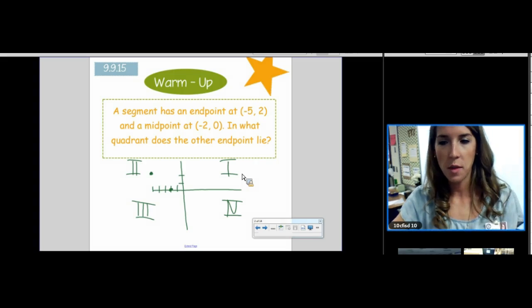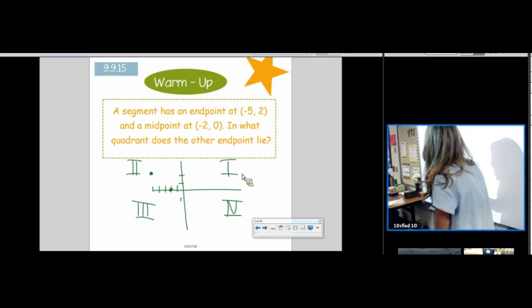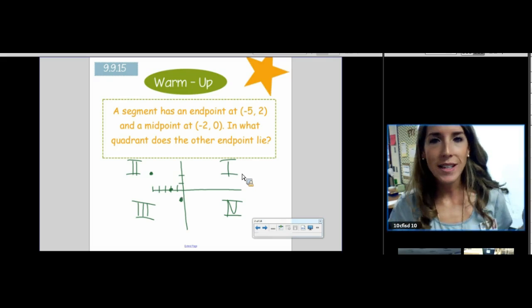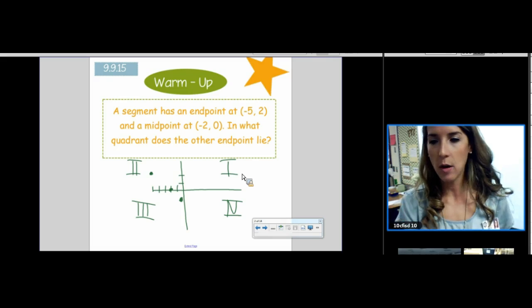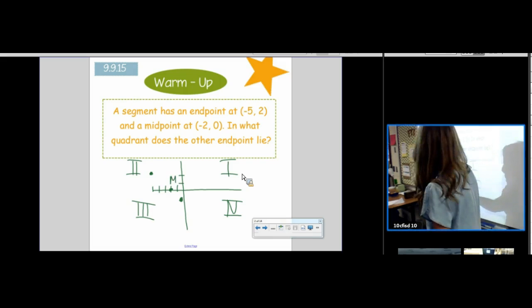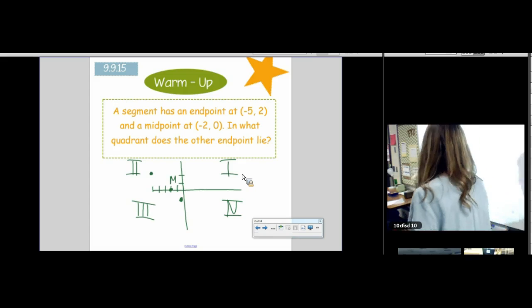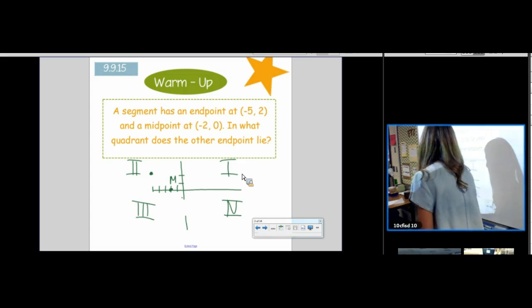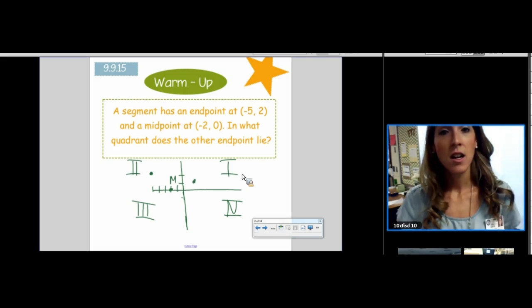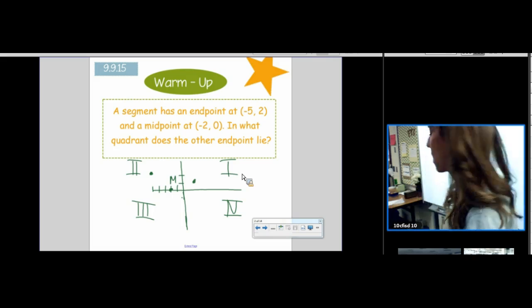Why would it not fall in the 3rd quadrant? Well, probably because a midpoint is equidistant from the endpoints. And if I throw a point right there, I'll call this point M, that doesn't look equidistant from M as the original point. And also a midpoint can't end up over here. A midpoint by definition has to lie on the segment, and that one would not lie on the segment.